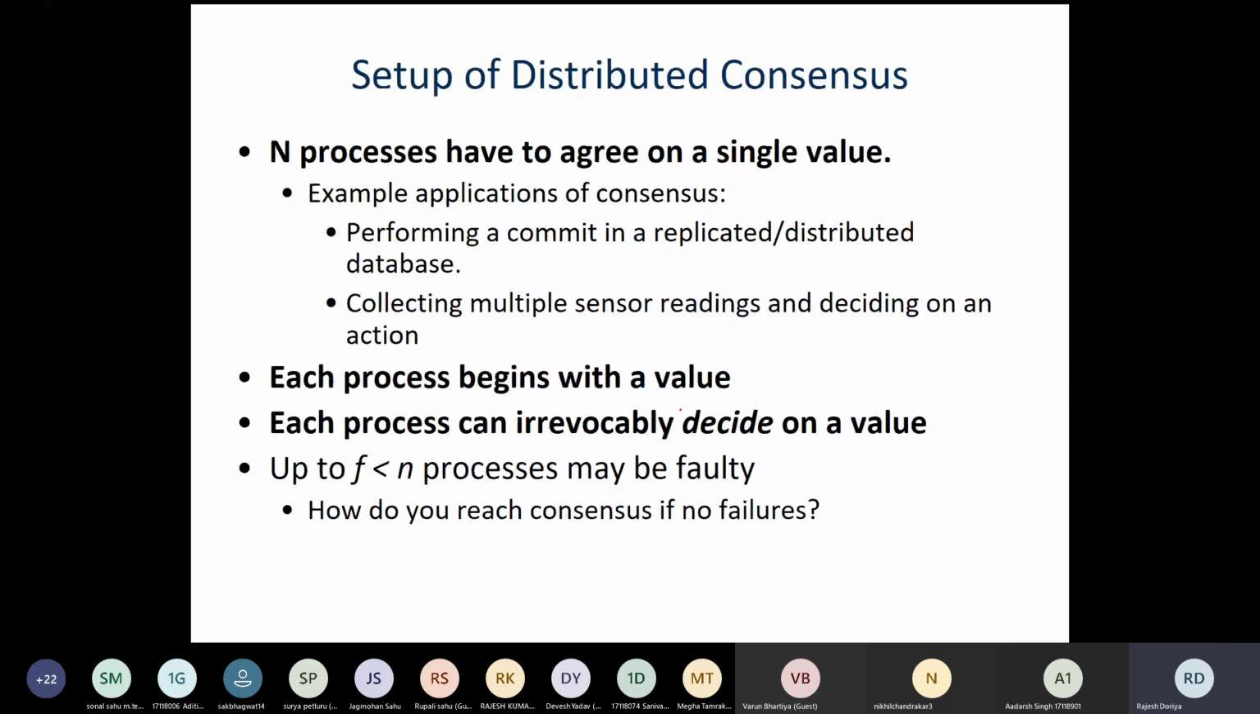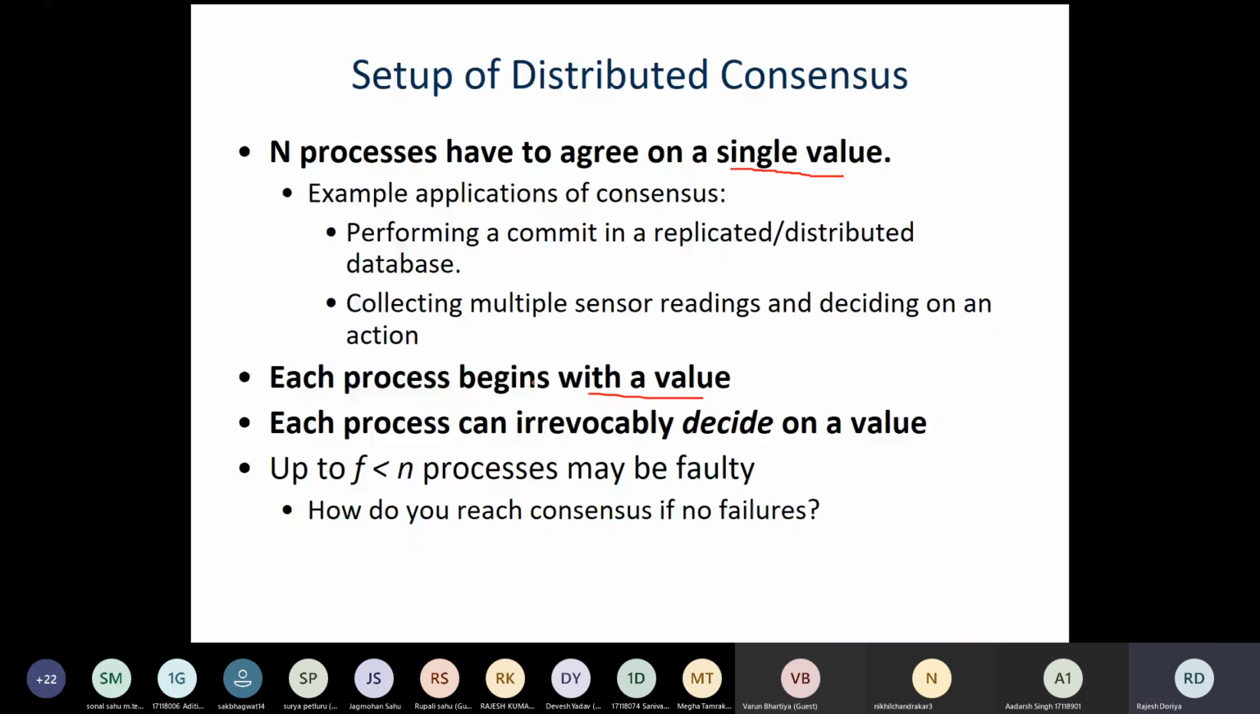Then the setup of distributed consensus. In this particular setup, first of all, we need to have n number of processes, and they need to agree on a single value. Okay, and each process begins with a value. So whenever we have a system, and in that system we want to have a consensus, initially all the processes will propose some value. Okay, so this is what we mean by this point.